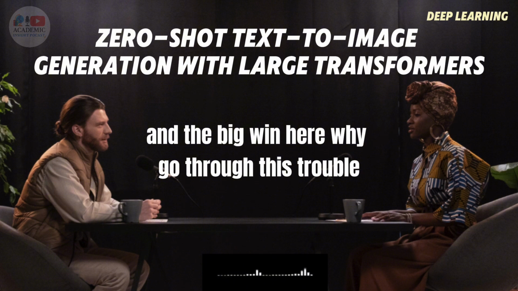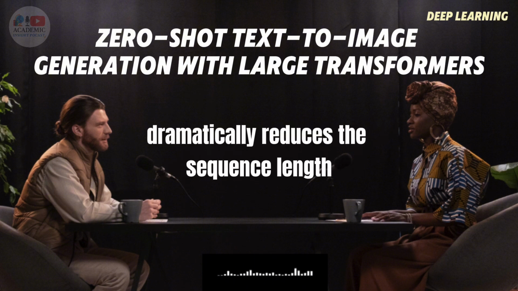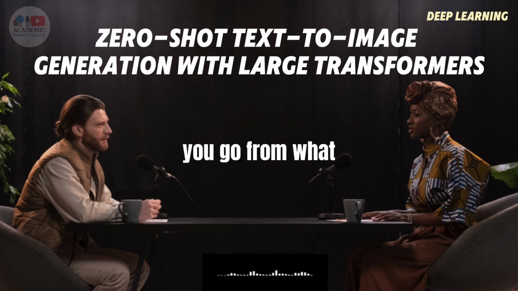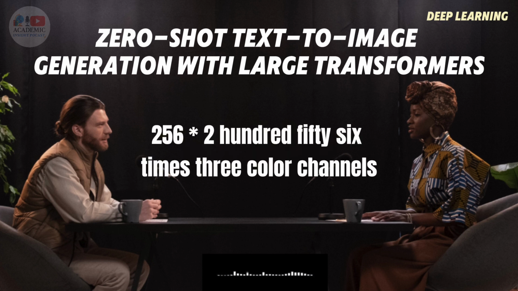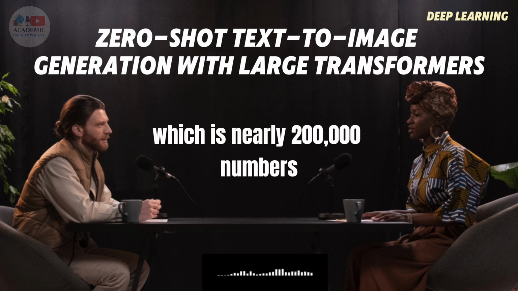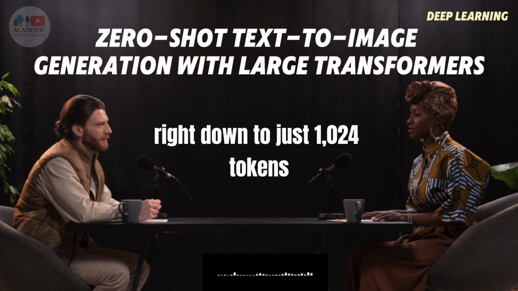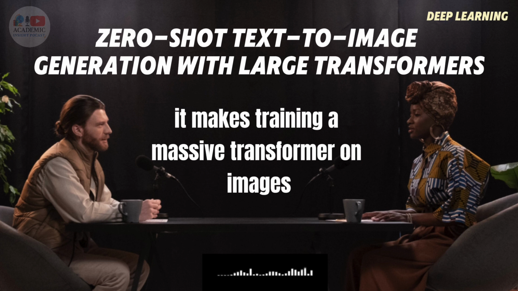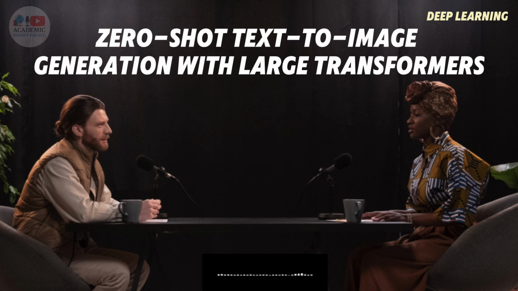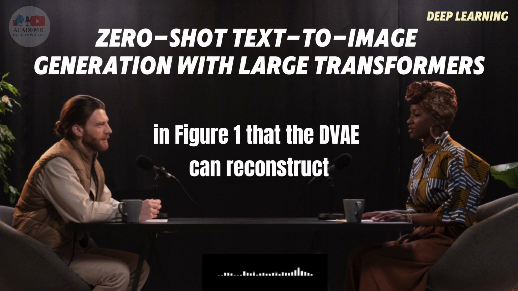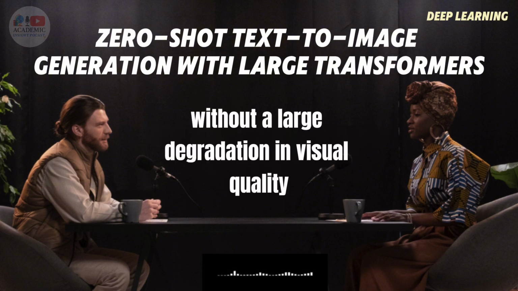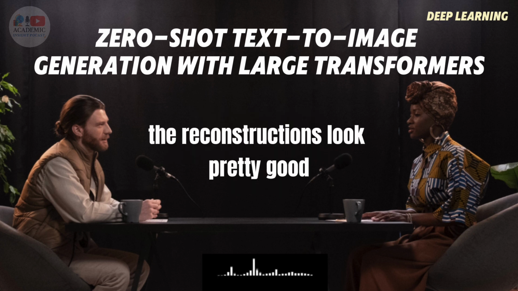And the big win here. Why go through this trouble? This compression dramatically reduces the sequence length the main transformer has to process. You go from 256 times 256 times 3 color channels? Which is nearly 200,000 numbers. Right, down to just 1,024 tokens. That's a reduction factor of 192. It makes training a massive transformer on images actually feasible. Wow. And the paper shows, in figure 1, that the DVAE can reconstruct the original image from these tokens without a large degradation in visual quality. The reconstructions look pretty good.